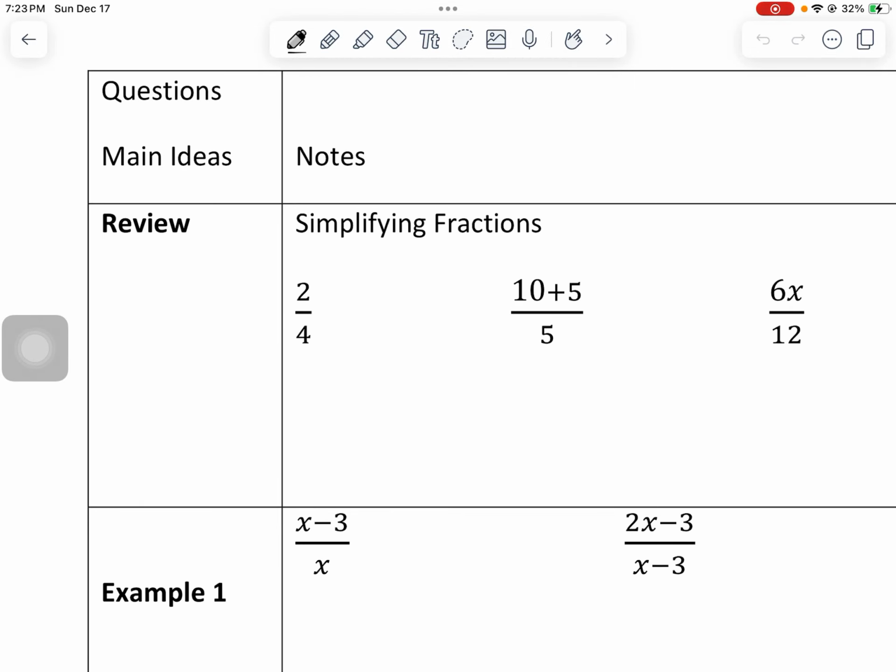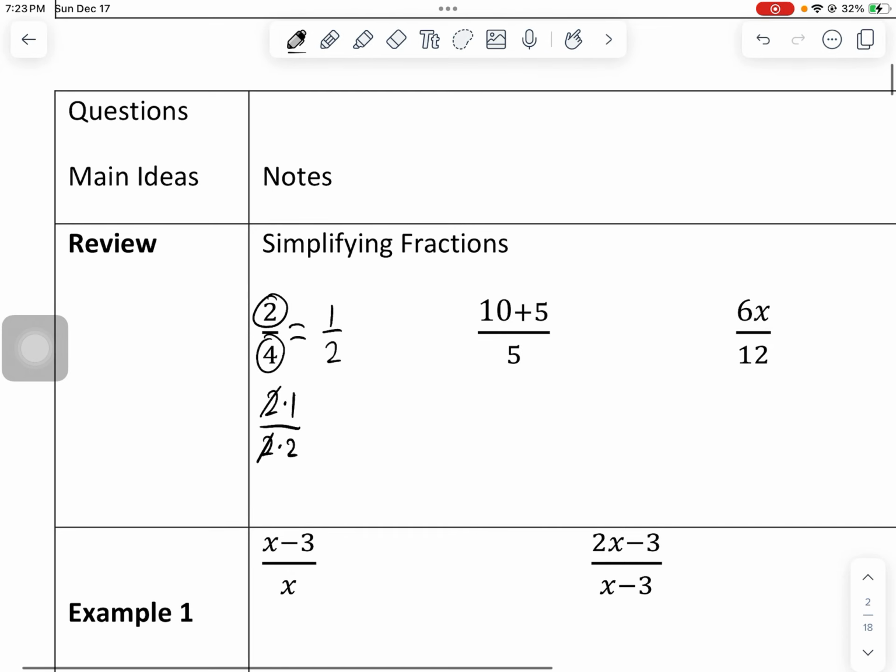2/4. We know that this can be reduced to 1/2. And the reason for that is because we have a factor of 2 in each of these. This is the same as 2 times 1 over 2 times 2. Whenever you have a common factor in the top and the bottom, you can cross those out because they would divide out from the top and the bottom, and then you're just left with the other numbers 1 and 2. So that's the reason this simplifies down to 1/2.